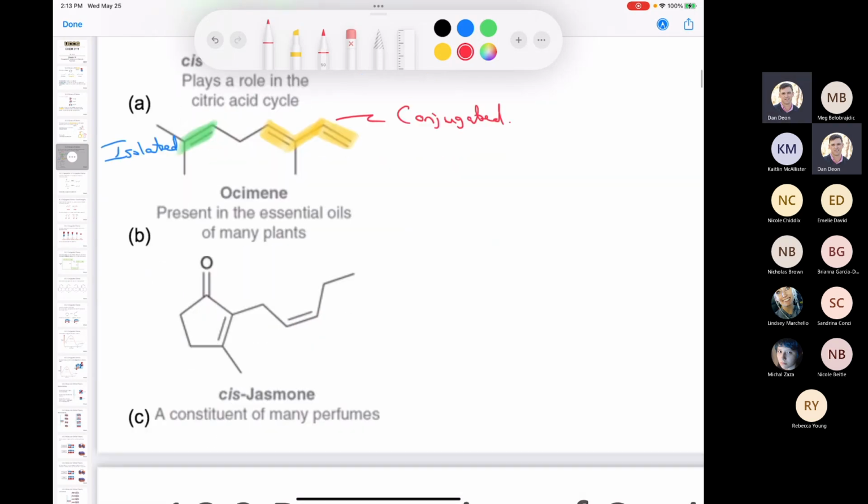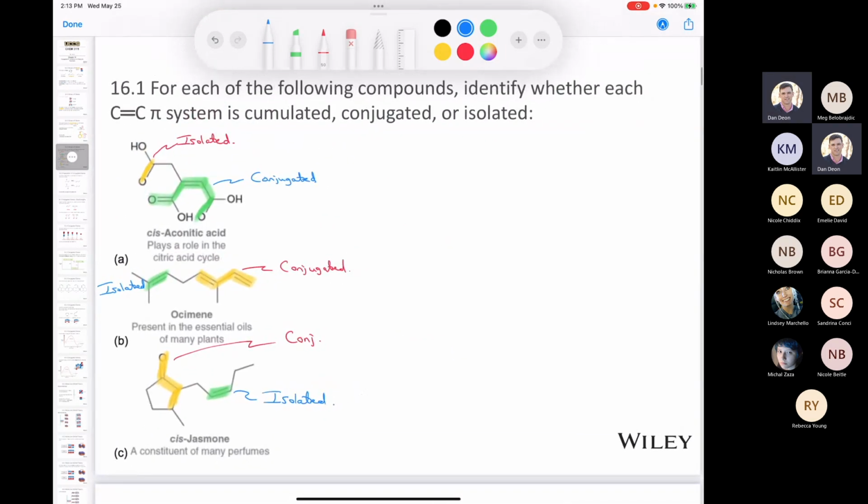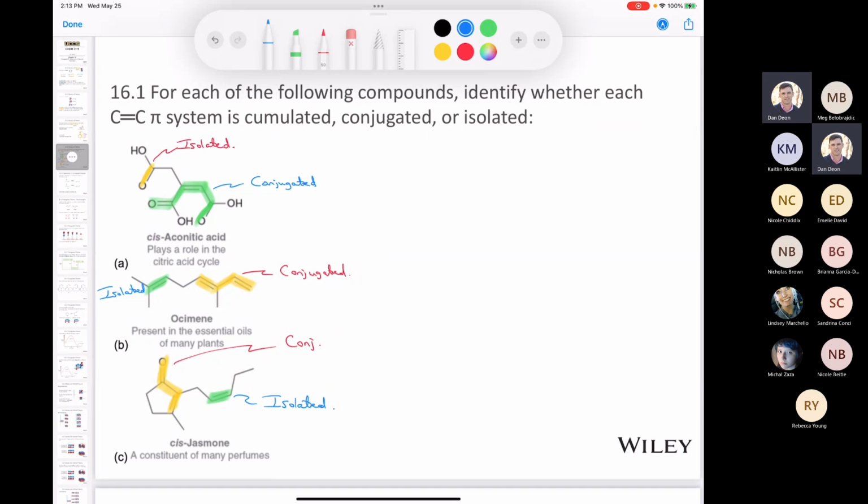And then for the last one, we have a conjugated portion in cis-jasmone, and we also have an isolated portion in here, don't we? This portion here, you've got the carbonyl, and you also have this double bond in the ring. That is conjugated, so conjugated. And then we have this other double bond over here that's cis, and that one is isolated. There you go.